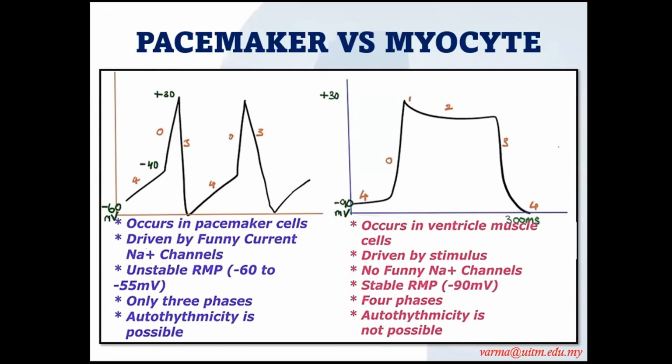Occurs in pacemaker cell, occurs in ventricular cell. Driven by funny current, driven by stimulus. Unstable RMP, because pacemaker potential doesn't need a stimulus, it's automatic. That's why it's called automaticity. For this you need a stimulus. Unstable RMP negative 60, stable RMP minus 90. Only 3 phases, 4 phases. Automaticity is possible, automaticity is not possible.